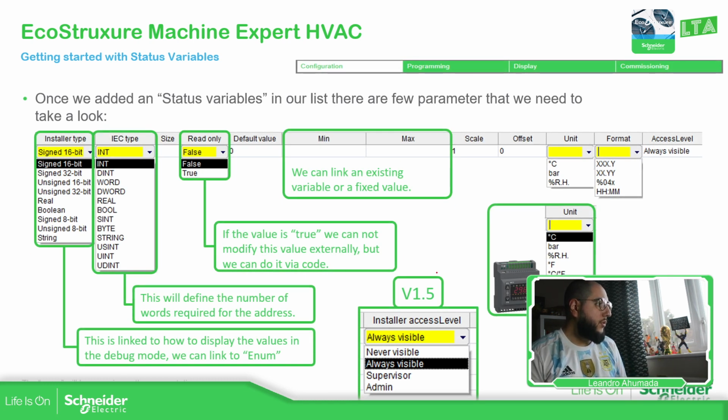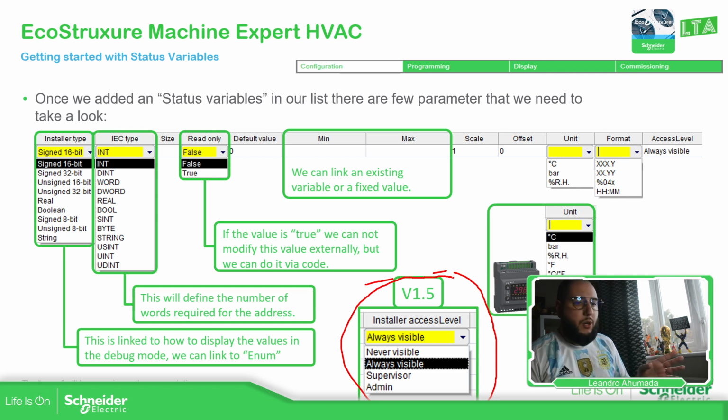I forgot to mention this. So in the new version, I already showed you this part, or at least I believe I explained it a little bit. In the new version B1.5, we have this access, but I'm going to create a different video about how it works. It's very easy. There's no big change on this part, but it's a useful thing to have. You have the possibility to define this part. I already told you the installer type and the AEC, and then we have the possibility to use read only.